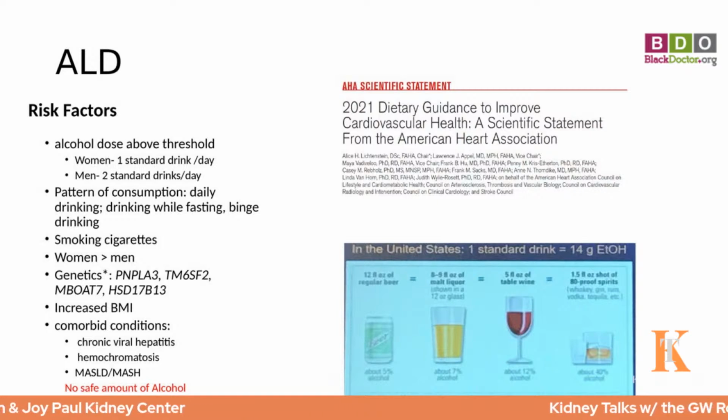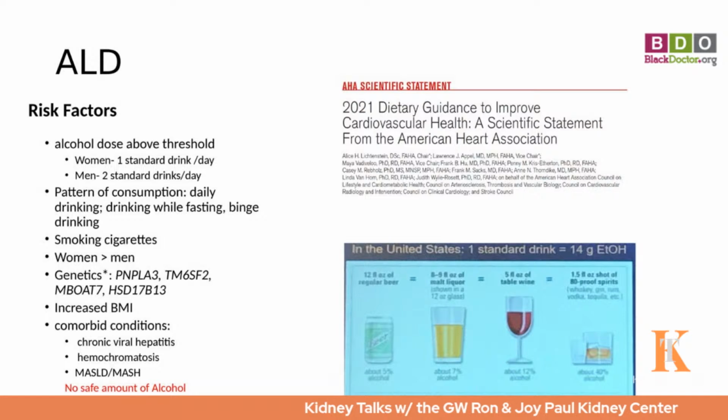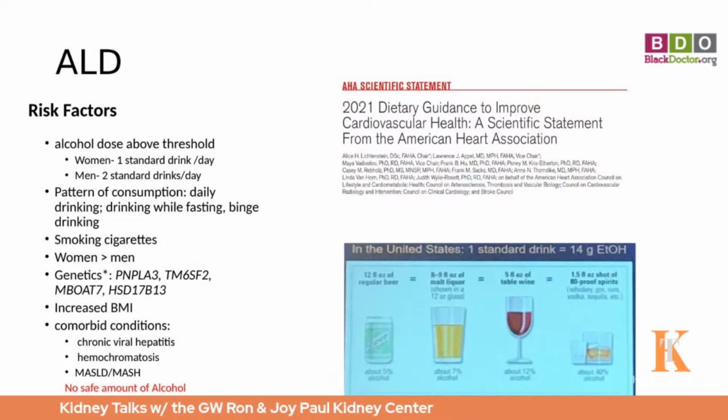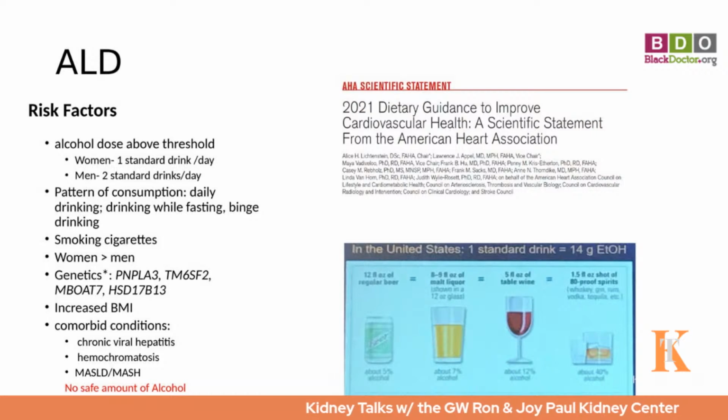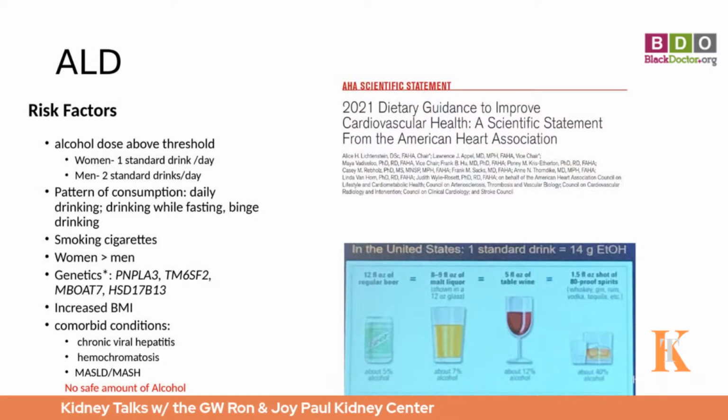It would be wine, 5 ounces for women, 10 ounces for men. So that's important to look at. Oftentimes people are at risk for alcoholic liver disease if they're daily drinking while fasting, or binge heavy drinking on the weekends or so. Smoking cigarettes, along with drinking, also increases the risk of developing alcoholic liver disease.